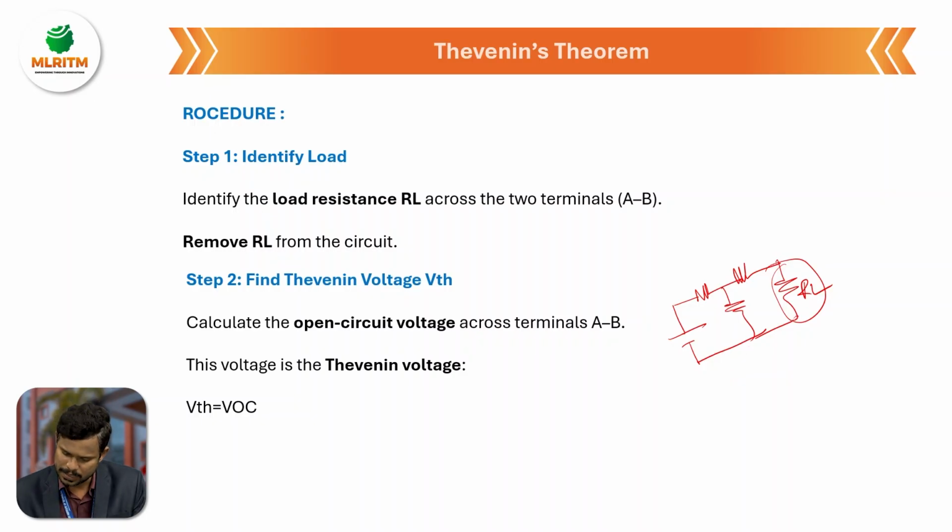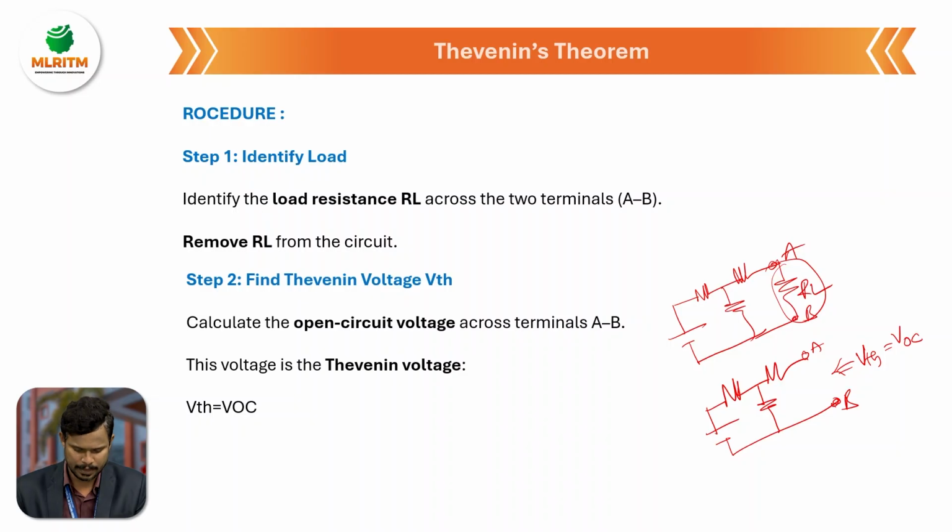Step number 2, find the Thevenin's voltage across the open terminals. Wherever we remove the load resistor, name it as terminals A and B, and across the open terminals find the Thevenin's voltage, that is the open circuit voltage. This open circuit voltage is also called Thevenin's voltage or open circuit voltage, VOC. That is the second step.